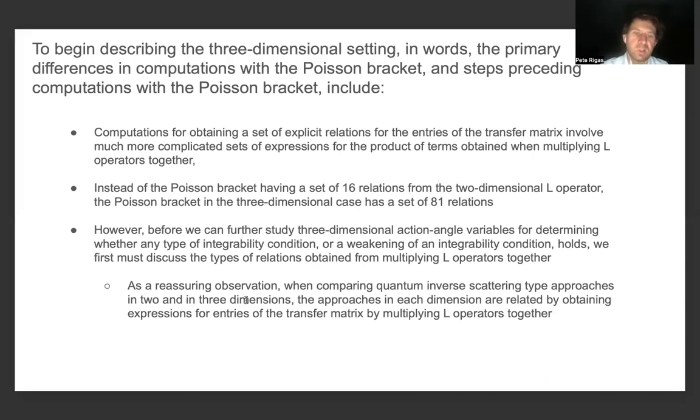And so as a reassuring observation, when comparing quantum inverse scattering type approaches in two and three dimensions, the approaches in each dimension are related by obtaining expressions for the entries of the transfer matrix by multiplying L operators together. So that's just another general takeaway, which also holds true, that we can still make use of despite the fact that there are many differences arising in the three-dimensional case.